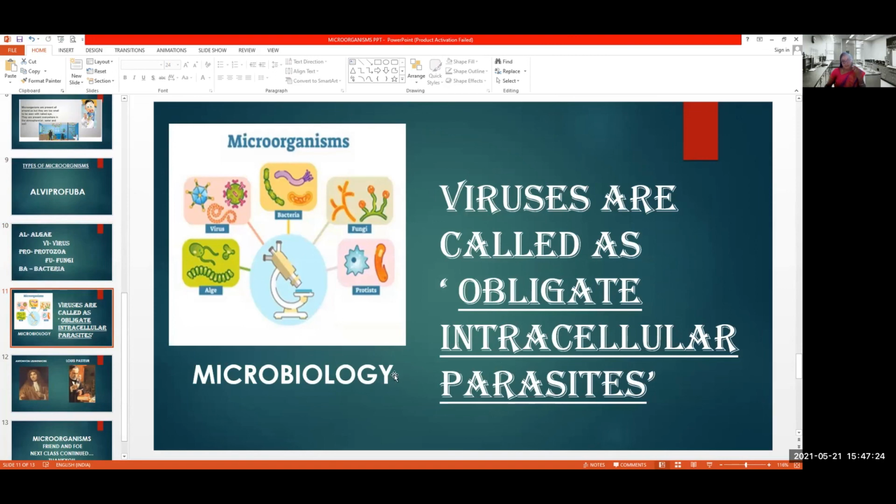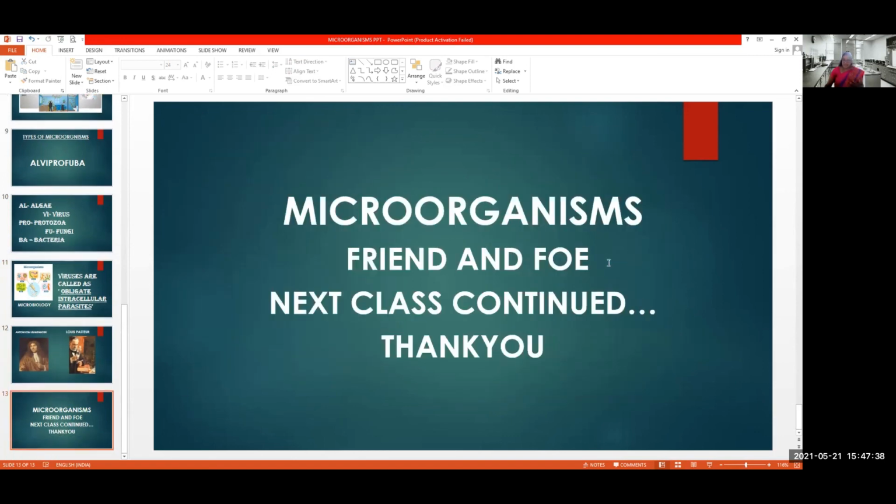The study of microorganisms is called microbiology. Algae means phycology. The study of fungi means mycology. The study of bacteria means bacteriology. The study of protozoa means protozoology. So in the next class, we can see microorganisms' beneficial effects: microorganisms not only give diseases, they also give some good and beneficial effects in our day-to-day life. With more examples and more content, I'll cover it in the next class.